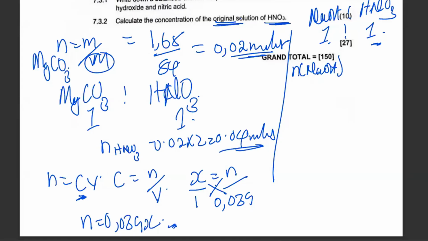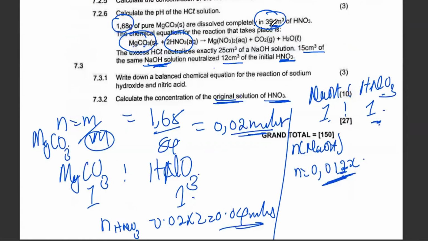Yeah, here. If this was the number of moles of nitric acid in 39, then in 12 the number of moles will be 0.012x, because I don't know the initial concentration, but this is in 12 cubic centimeters. If in 39 was this, therefore in 12 it will be like this. This is the 12 which reacted with the 15.